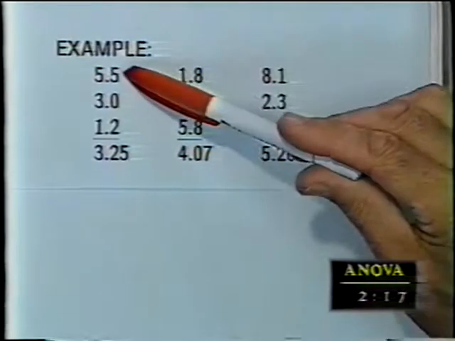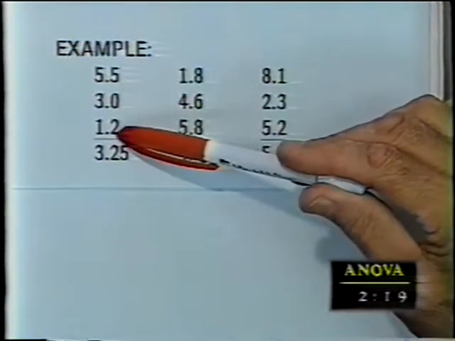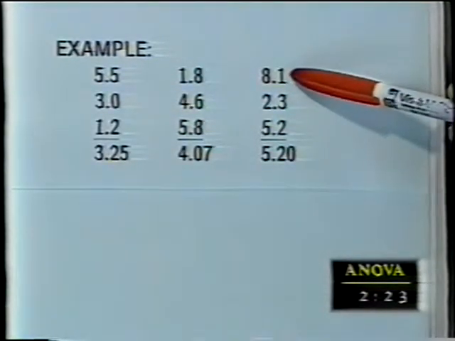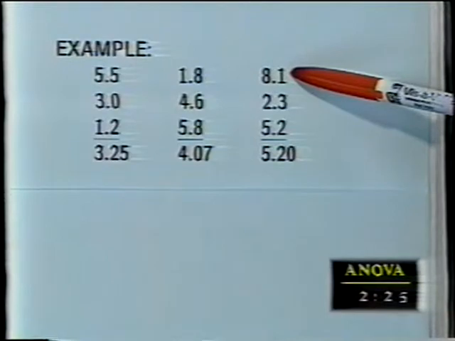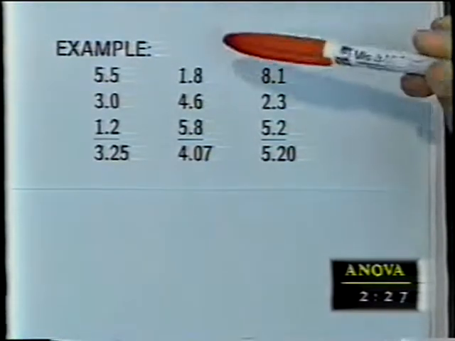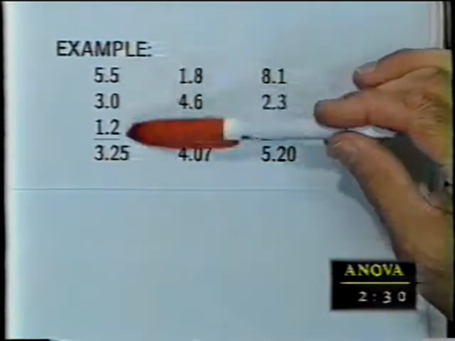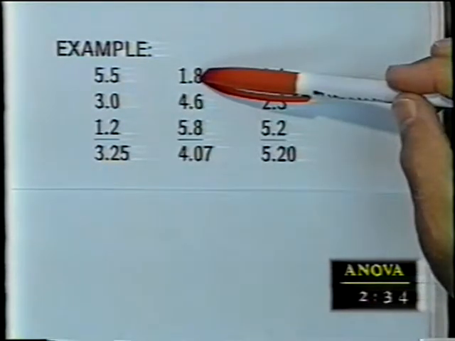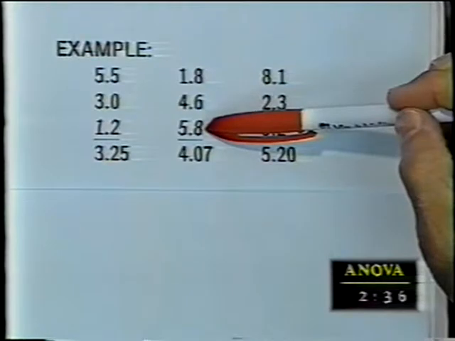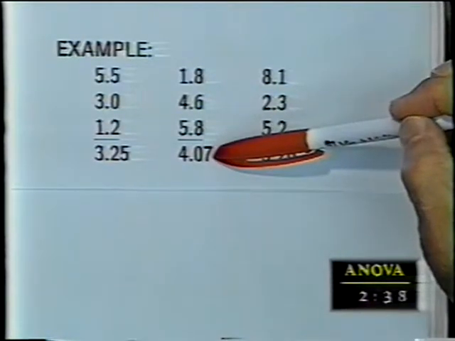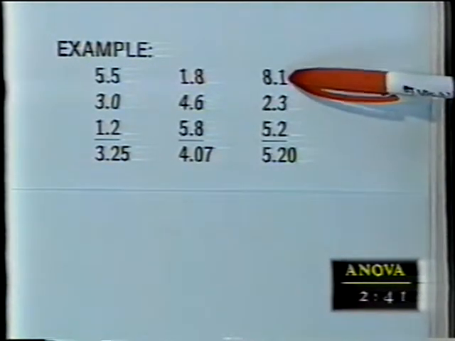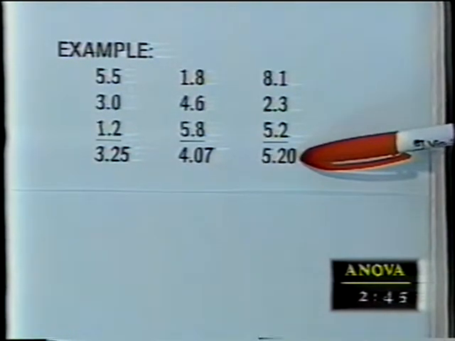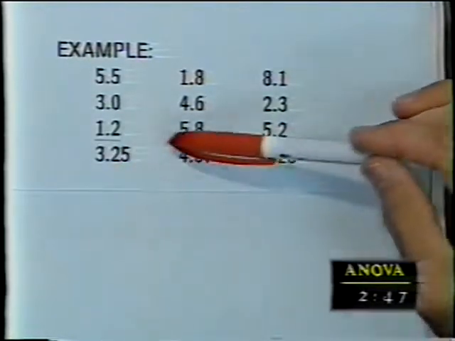In the first sorority, I measured a 5.5, a 3, and a 1.2. By the way, this had better be centimeters. I'd hate to think that I measured someone's nose at 8.1 inches. So let's say we're talking about centimeters here. And I have these centimeters, and their average is 3.25. Then in the second sorority, I got 1.8, 4.6, 5.8. The average was 4.07. Third sorority, I got an 8.1, 2.3, 5.2. The average was 5.20. Are these numbers different?